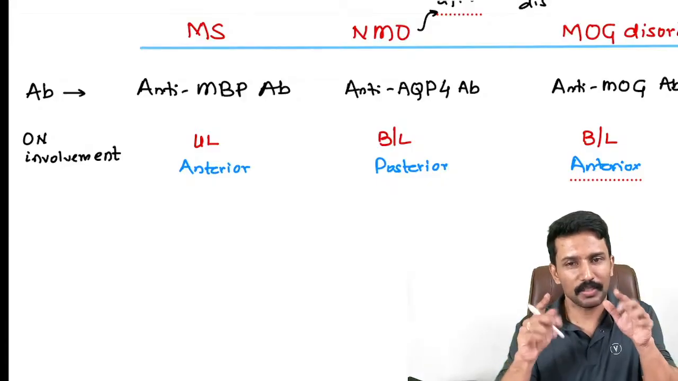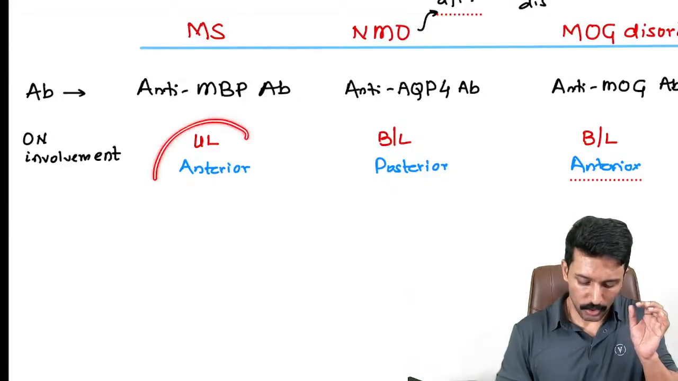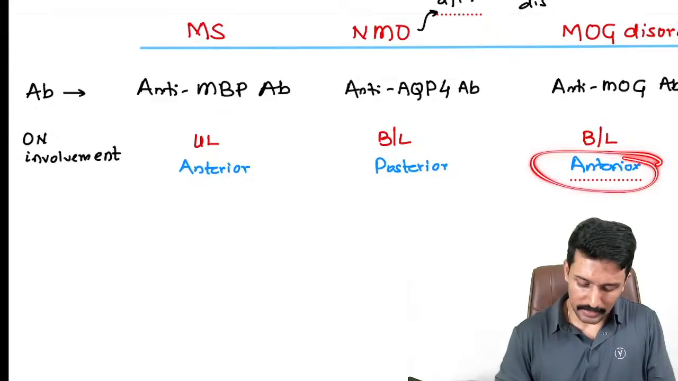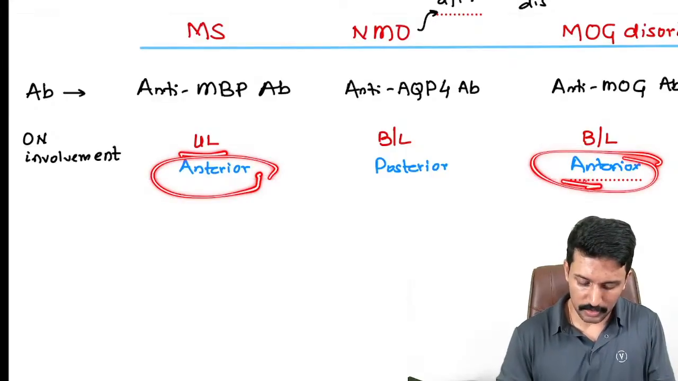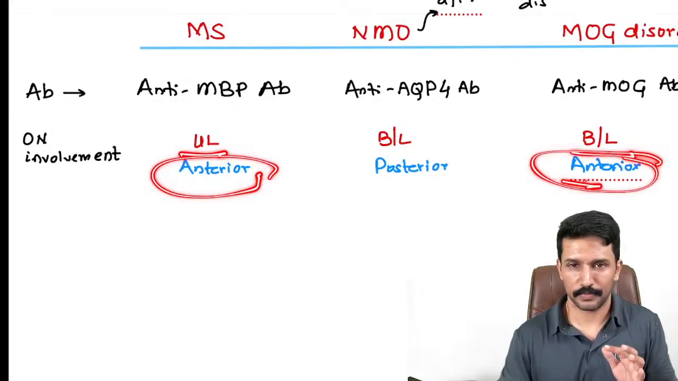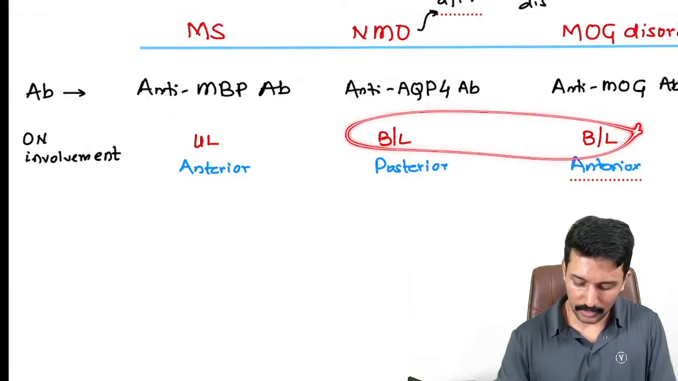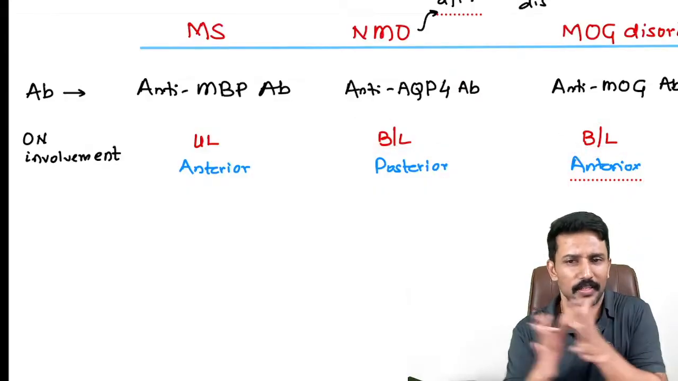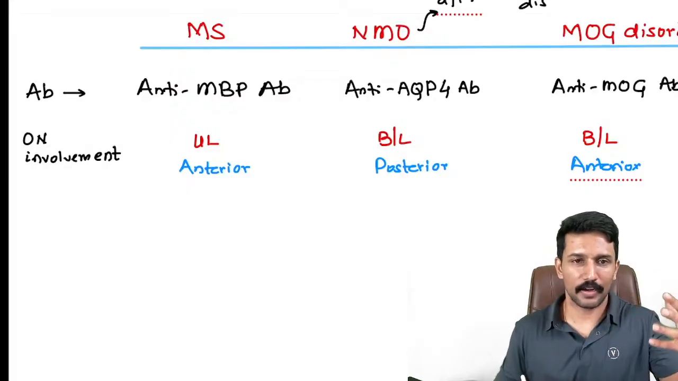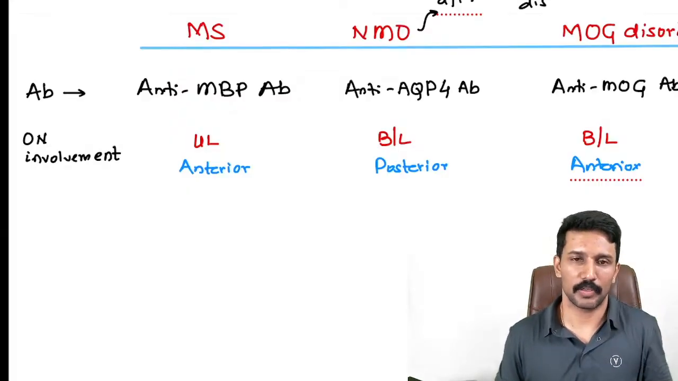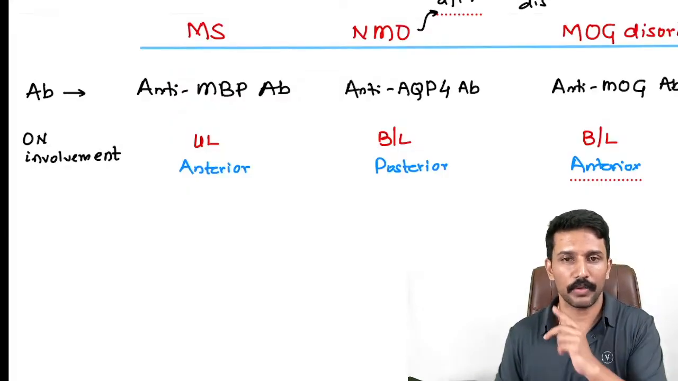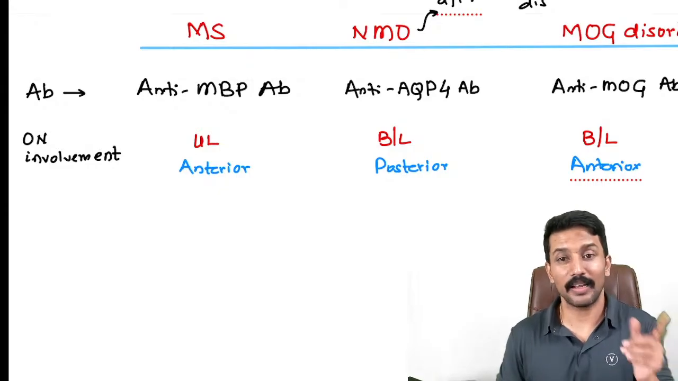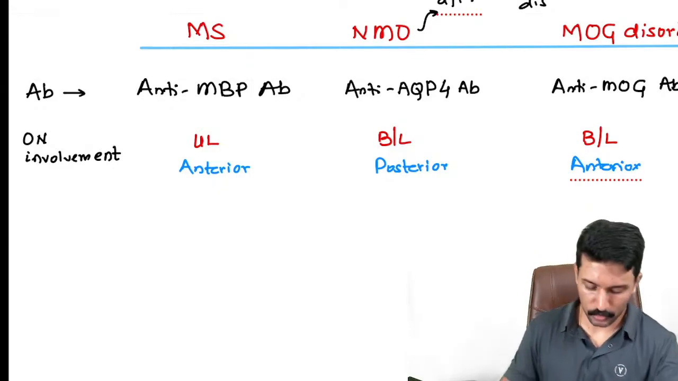So this combination, it's very easy. These two are anterior, but this is unilateral, this is bilateral, no confusion. These two are bilateral, but this is posterior, this is anterior, no confusion. So this permutation and combination is very rigid. Unilateral anterior optic neuritis is multiple sclerosis. Bilateral posterior optic neuritis is neuromyelitis optica. Bilateral anterior optic neuritis is MOG disorder.